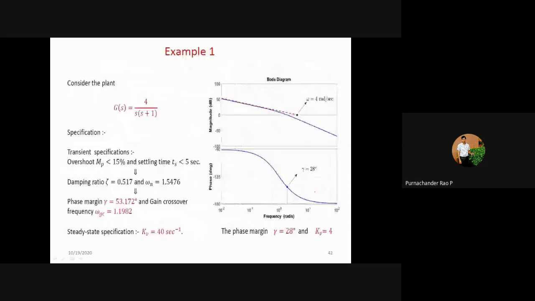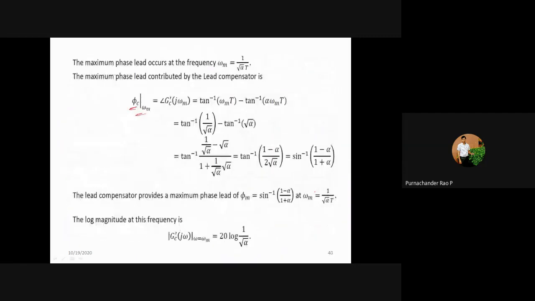Just learn the procedure: how to find alpha and T from this phi m and omega m. This is important. That's it, alpha and T. Just learn this design procedure.